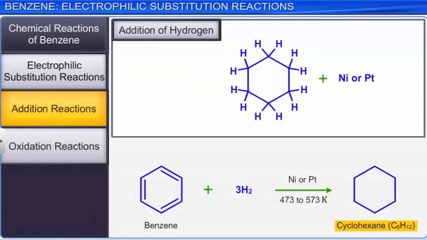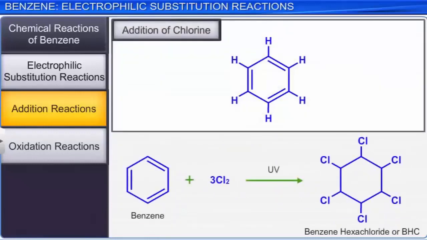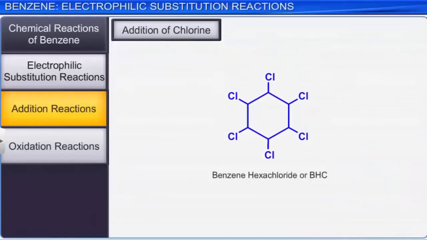Benzene reacts with chlorine or bromine in the presence of ultraviolet light to form benzene hexachloride, or BHC. BHC is used as an insecticide and sold under the names of gammaxane, lindane, or 666.